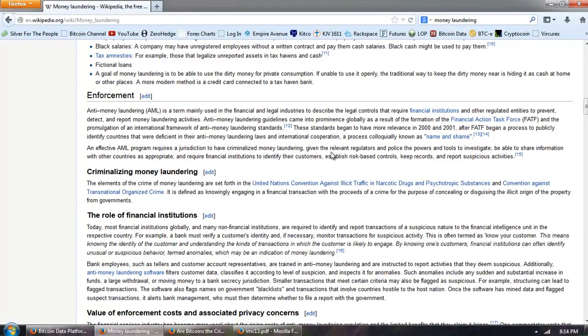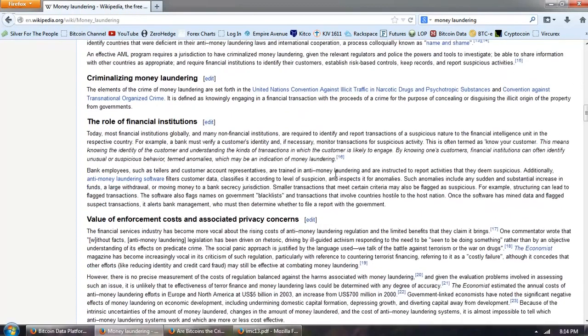These standards began to have more relevance in 2000 and 2001 after FATF began a process to publicly identify countries that were deficient in their anti-money laundering laws and international cooperation, a process colloquially known as name and shame. An effective AML program requires a jurisdiction to have criminalized money laundering, given the relevant regulators and police the powers and tools to investigate, be able to share information with other countries, etc. So it goes deeper into that.